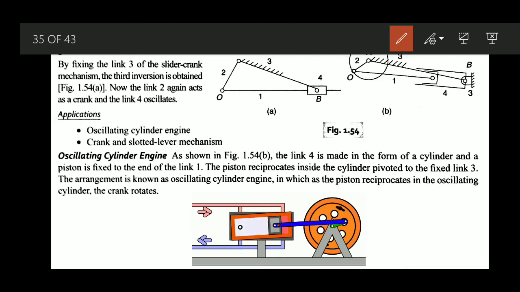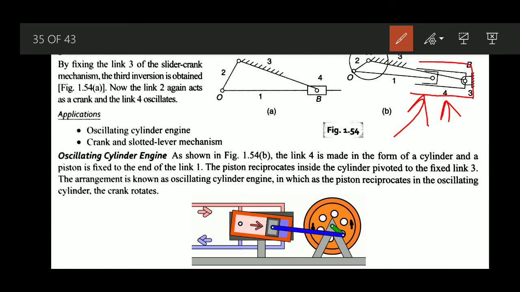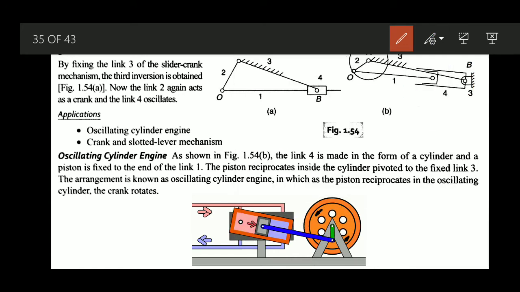So what are the applications? Basically, the oscillating cylinder engine and the crank and slotted lever quick return motion mechanism, where we can once again use this. So how does this oscillating cylinder engine work? If you consider this particular figure, link 4 is made in the form of a cylinder. That means some modification has been done on link 4, and it is now modified to look like a cylinder, and the piston is fixed to the end of link 1. So link 1 is modified like this.